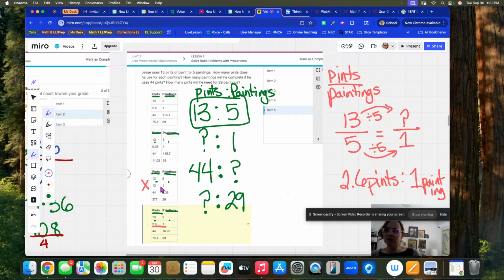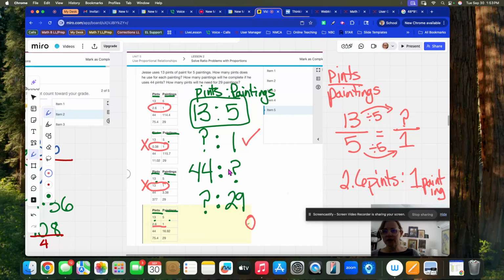This one's wrong. Look at this one. 13 pints for one painting. No, that got us 5 paintings. Look at this one. 0.38 for one painting. Nope. This one is still right. Okay, so if I didn't have this already graded and know it, I would have to keep working. All right, so I checked this one. I eliminated 2 wrong answers.